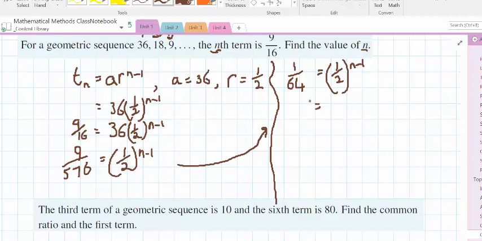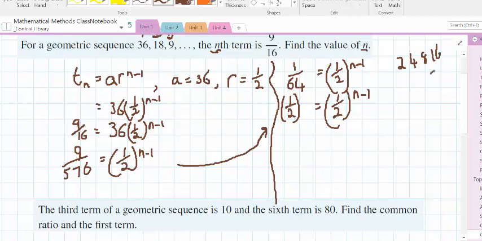Now if you know logs, you could use them, or you could be really clever. You could write 1 over 64 as a half to the power of something, because the right hand side is already a half to the power of n minus 1. So think about powers of 2. We've got 2, 4, 8, 16, 32, 64. So 2 to the power 1, 2, 3, 4, 5, 6.